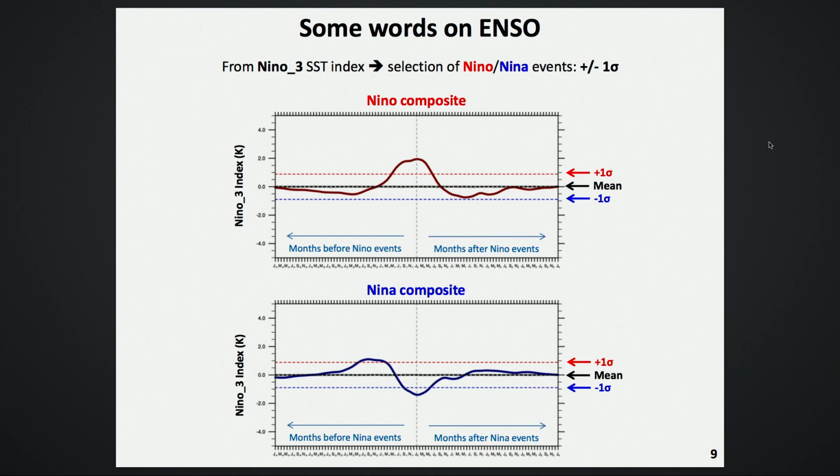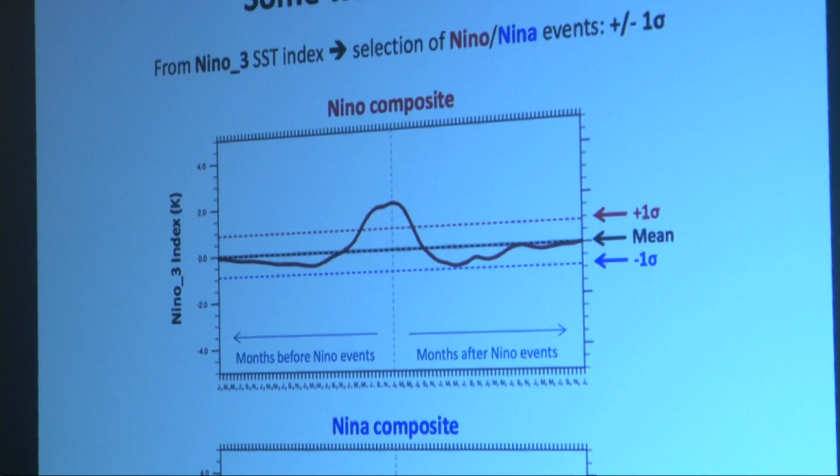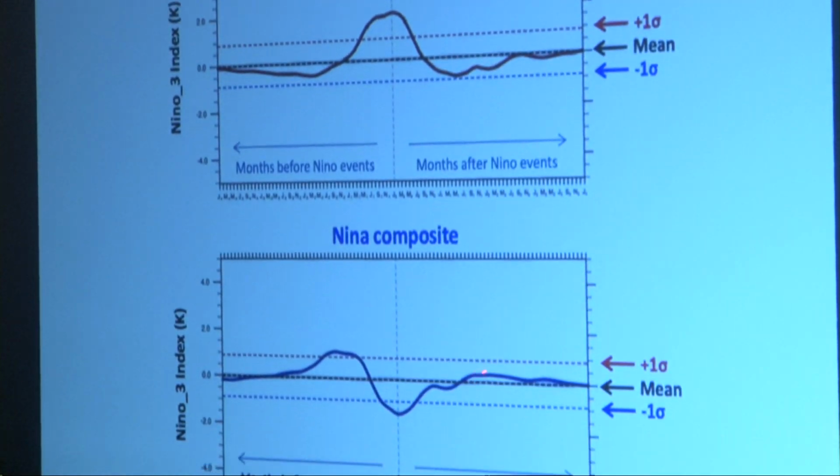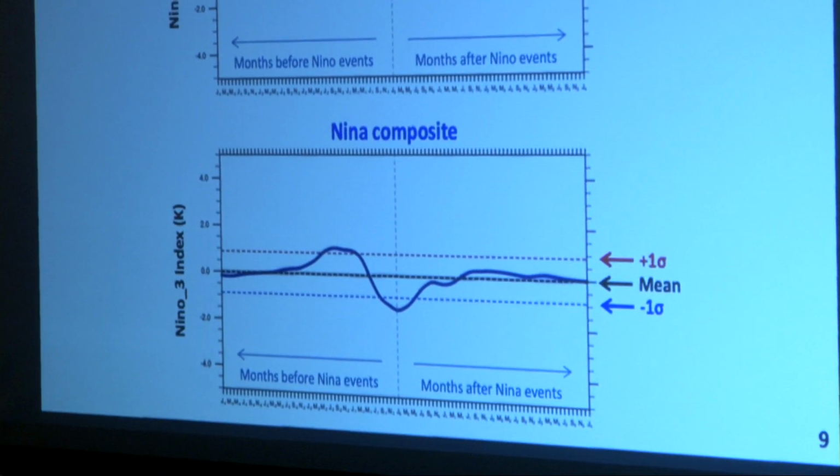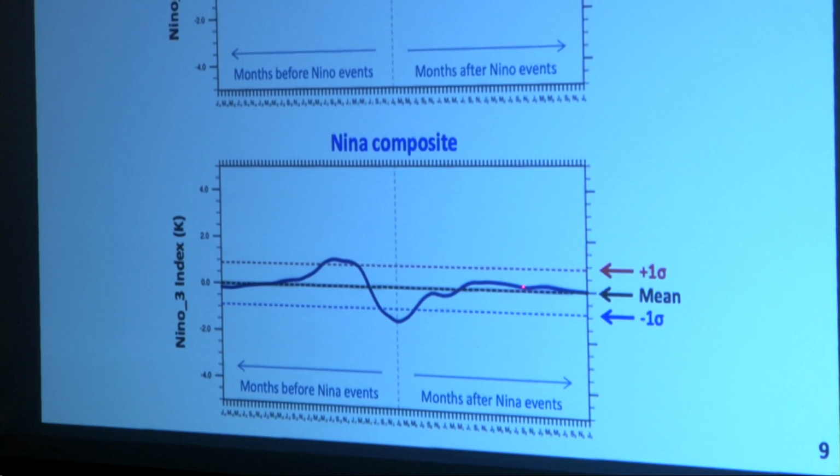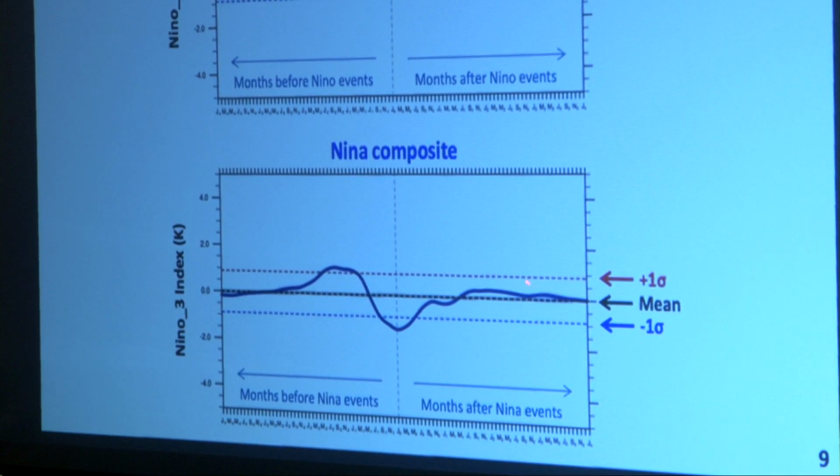So we can see that after a Nino event, we get a cooling that seems to stay for at least 2 years. Here is the time in months. And for the Nina composite, we can see that after a Nina event, there is finally a slight warming, but still a warming of the Nino-free zone, during 2 or 3 years.